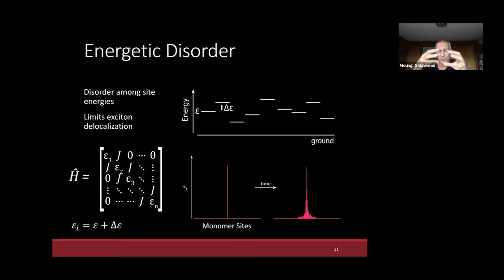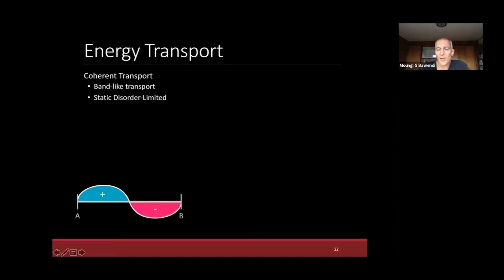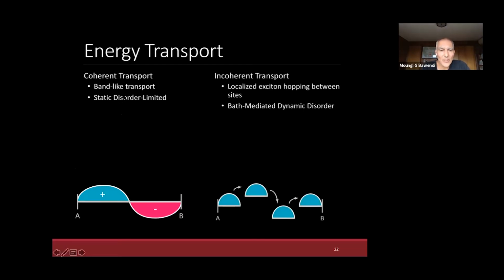But as you put in thermal energy, the static disorder gets overwhelmed by dynamic disorder from the thermal energy, and you can break down these barriers for transport and have hopping transport. So at low temperature, you have coherent transport, which is band-like and limited by the static disorder. And at high temperature, you have incoherent transport, where the exciton is now localized because of the static disorder, hopping between sites, mediated by the bath.